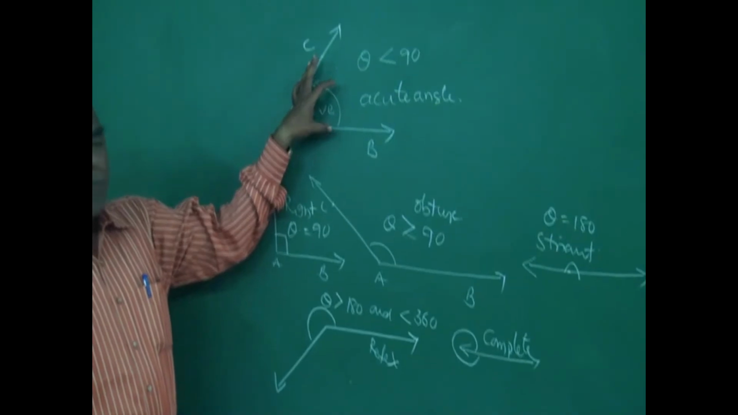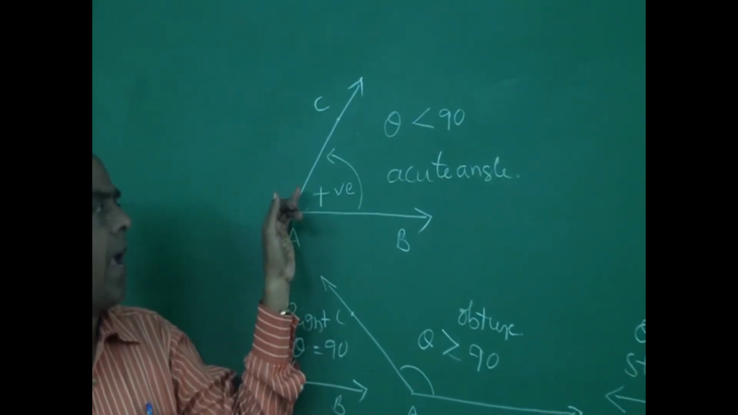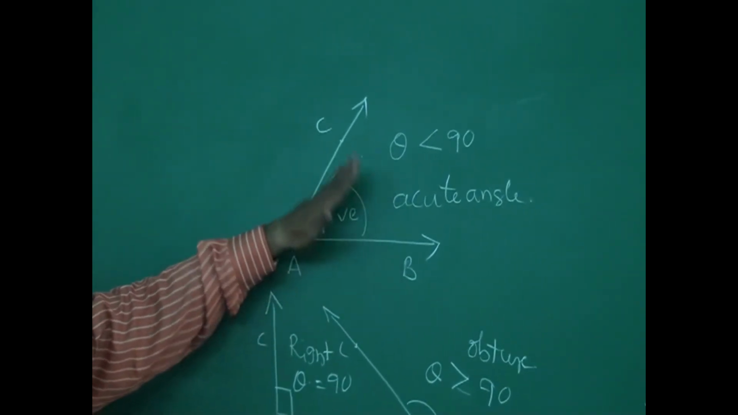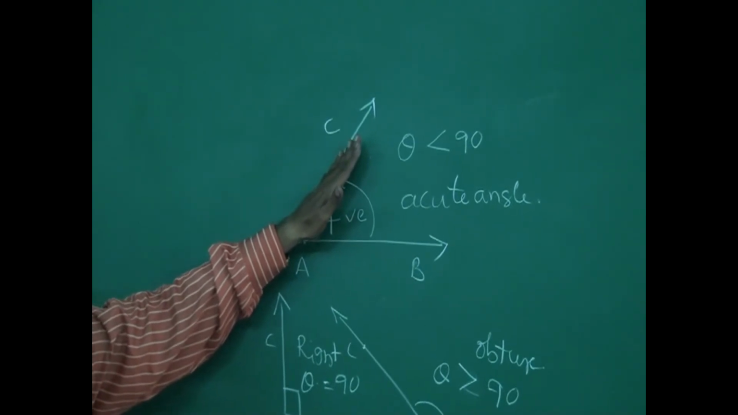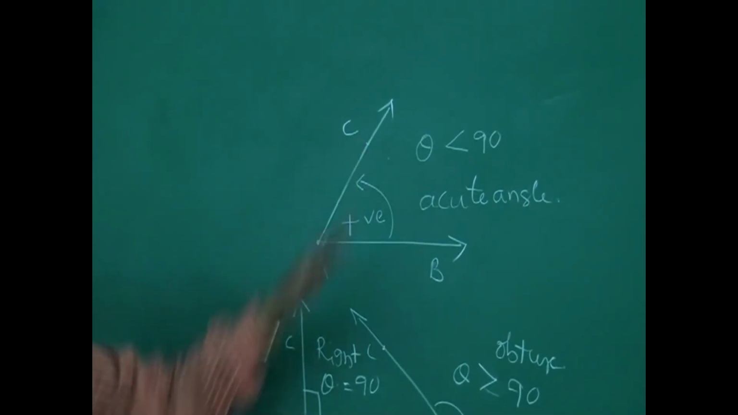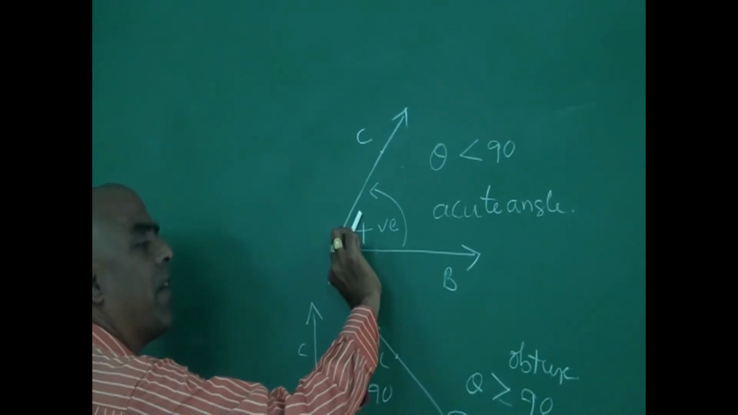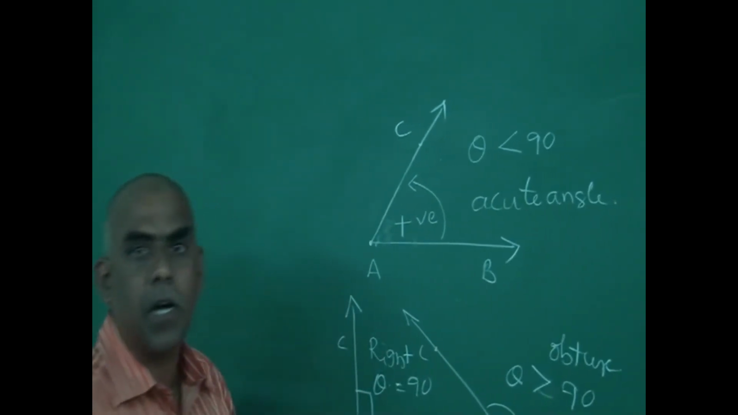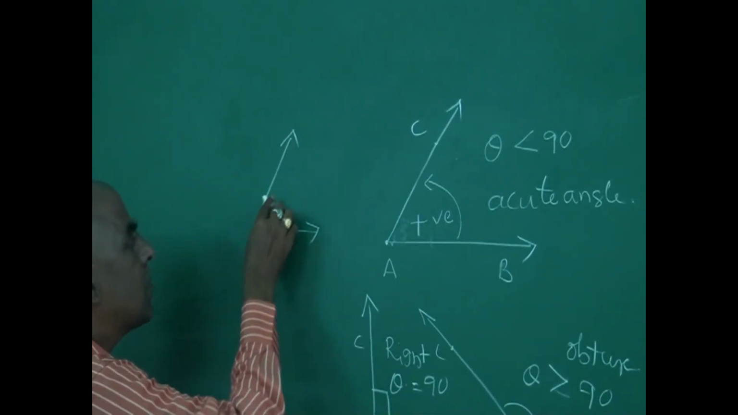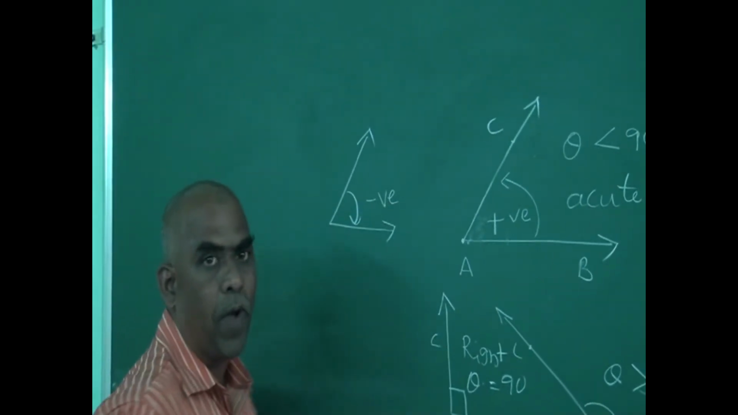The union of two rays with a common endpoint is said to form an angle. This is the initial side or initial arm. This is the terminal side or terminal arm, also called the final side or final arm. If the initial ray rotates in an anti-clockwise direction like this, it forms a positive angle. If it rotates in a clockwise direction, it forms a negative angle.